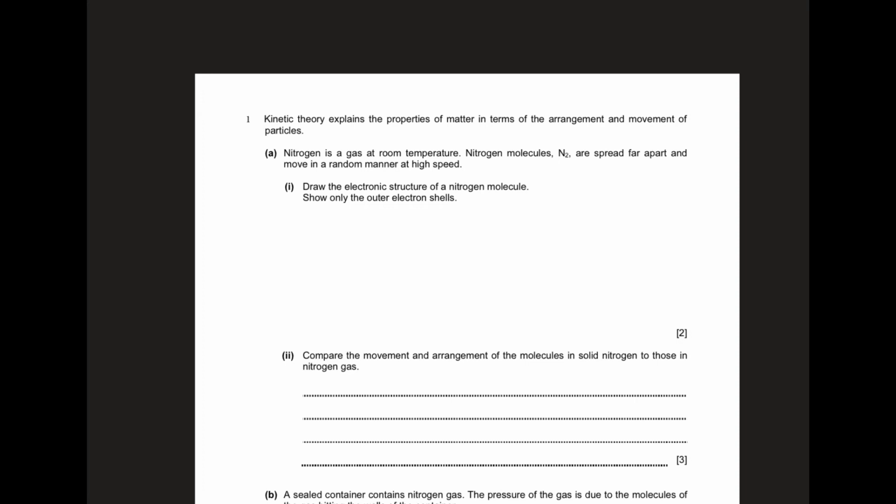Nitrogen is a gas at room temperature. Nitrogen molecules are spread far apart and move in a random manner at high speed. Draw the electronic structure of a nitrogen molecule. Show only the outer electron shell. Okay, so of course this is not under chapter 1, but we just go through it also, although it's not chapter 1, we just do it.